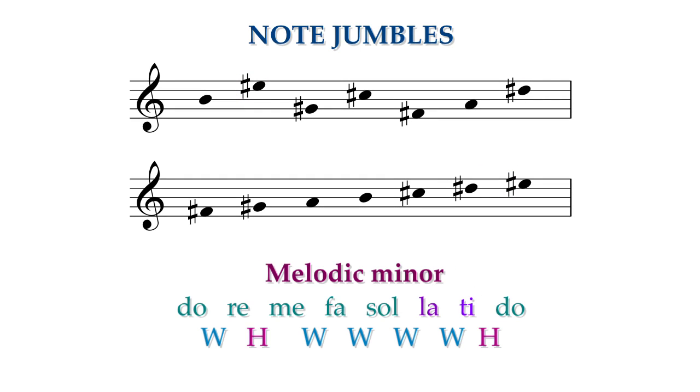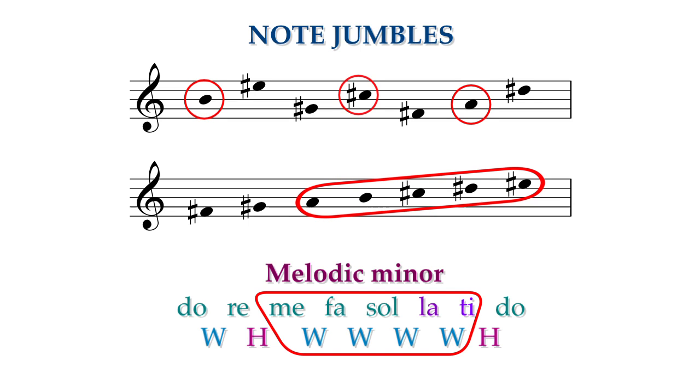If there was a D-sharp in this note jumble, we would find 4 whole steps in a row, which only occurs between me and ti, scale degrees 3 and 7 in the melodic minor scale. Again, we know the type of scale and can easily find do from ti.